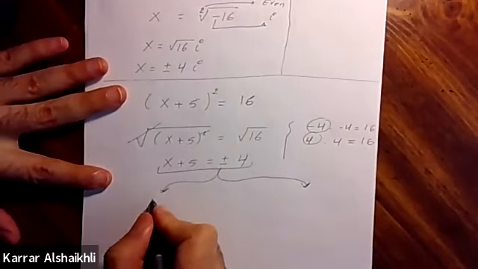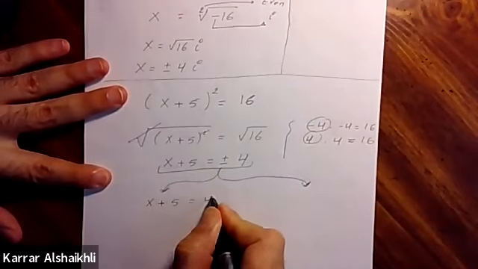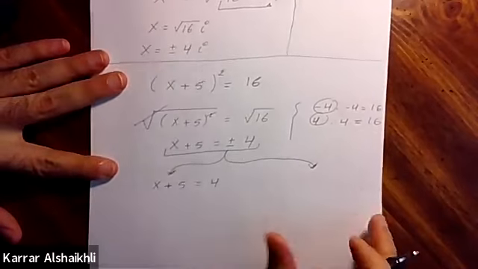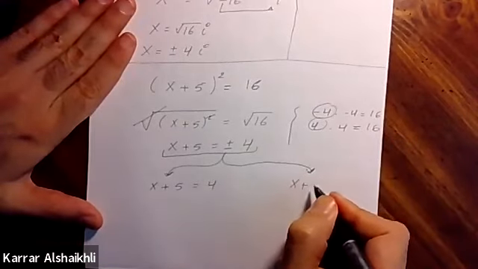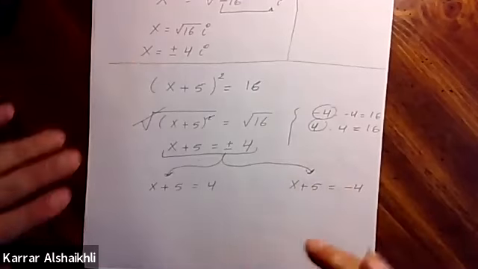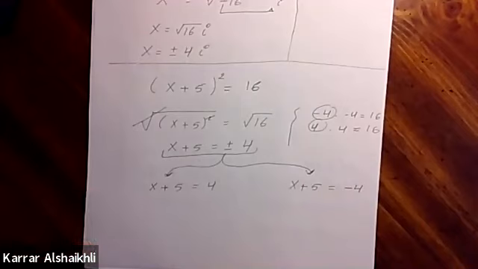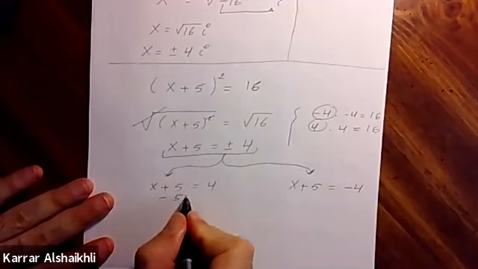So the first one I'm going to write down here, x plus 5 equals 4, the positive 4. And on the other side, I'm going to write down x plus 5 equals negative 4. Solve this one to find the solution. How are we going to solve this one? By subtracting 5 from both sides.